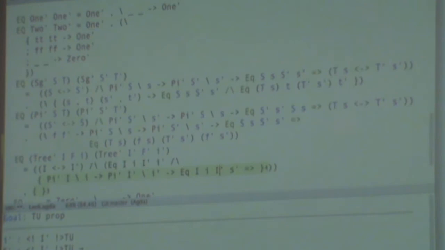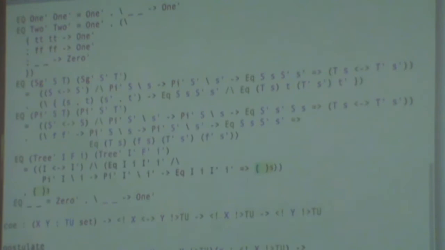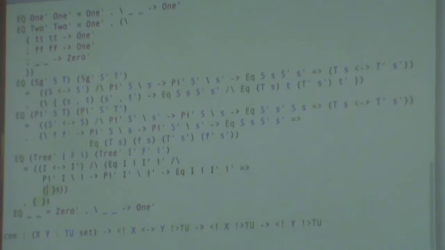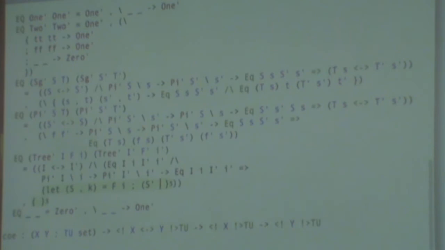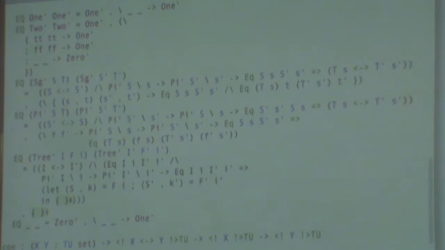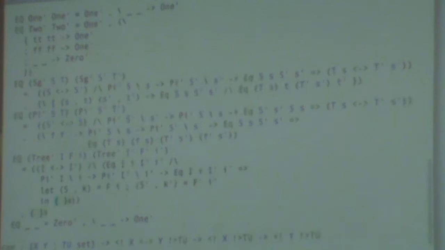Obviously we need equal elements of I and I prime. Things to apply f and f prime to, so we can say let s k equal f I, s prime k prime equal f prime I prime, in question mark. Tell us what those things are. Well, that's astonishingly poor form that it won't tell us the types of the let bound variables. Fortunately, I can ask.